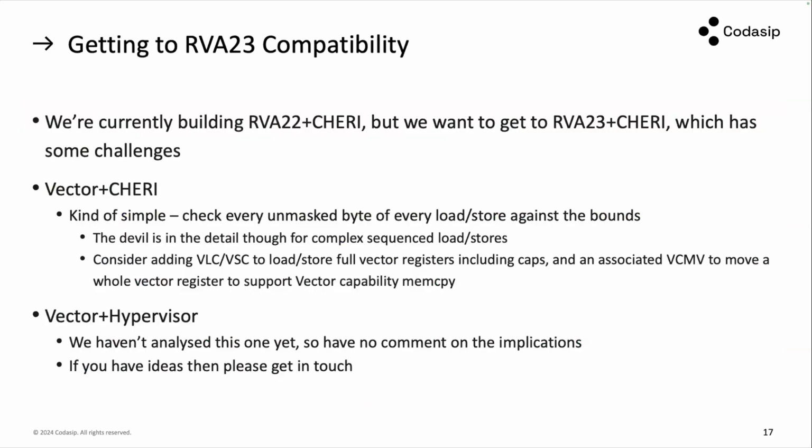And so what we'd like to get to, at the moment we have an RVA22 core, which supports CHERI and CODA-SIP. We'd like to get to an RVA23, which has a couple of big challenges in there. There's the combination of Vector and CHERI, where we'll have to check every unmasked byte of every load and store against the bounds, which may well be complicated in some cases. And Vector and Hypervisor, where we'll use Morello as a reference, but haven't looked into that at all.